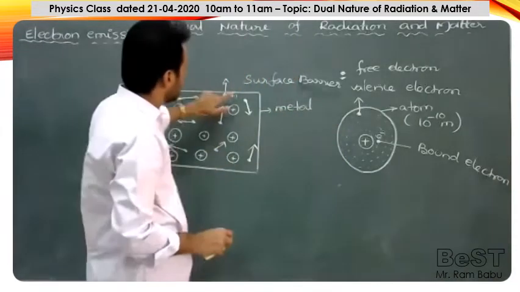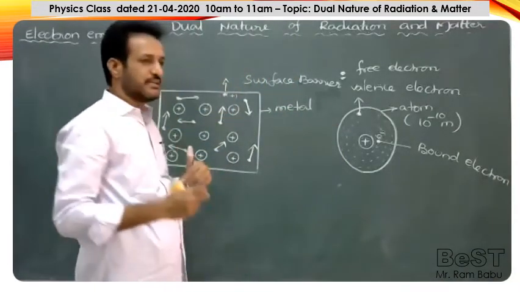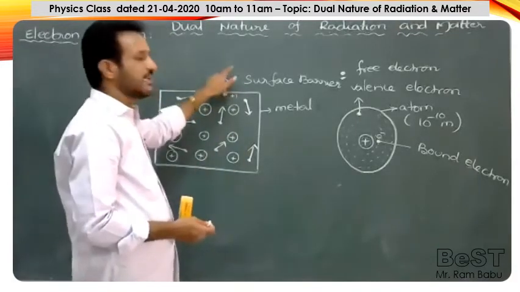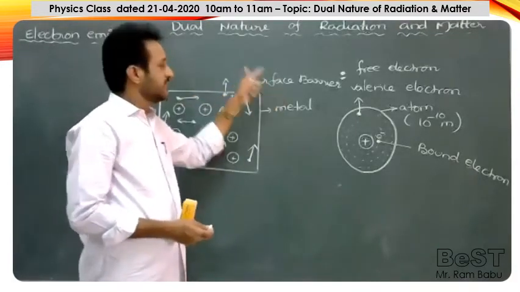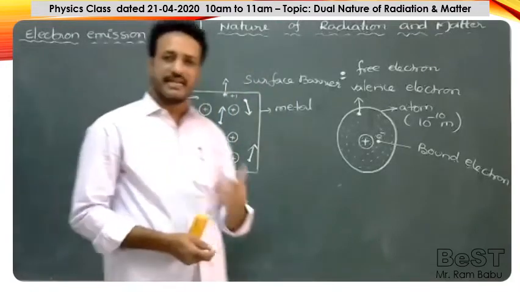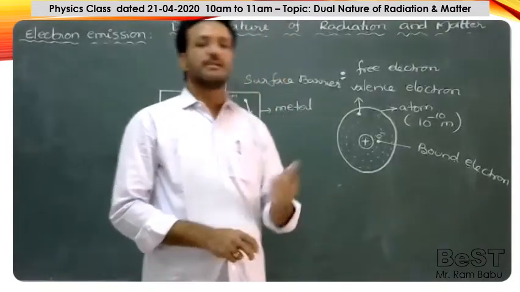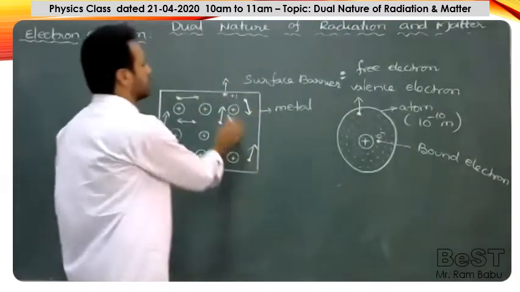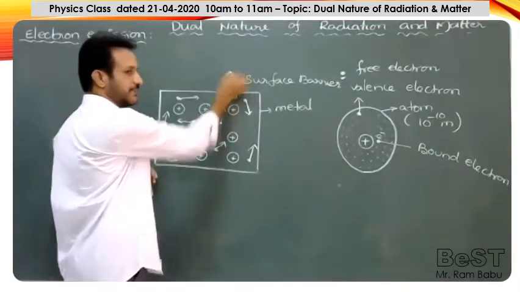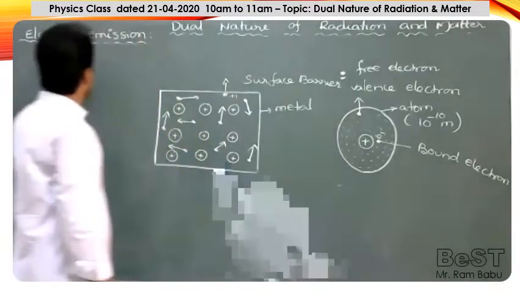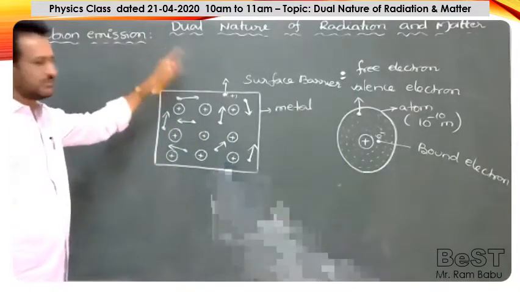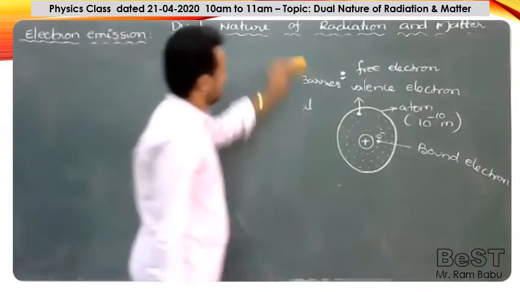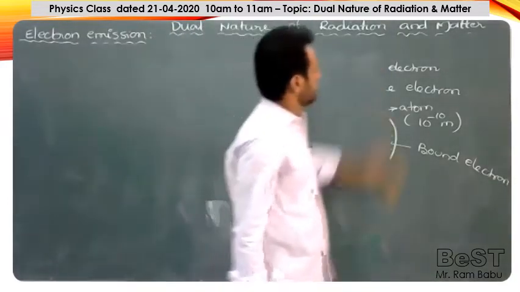To release an electron from the metal surface, some external energy is required. This energy may be in the form of light, heat, electrical energy, or kinetic energy. The process of liberation of electrons from a metal surface is called electron emission. So note down: what is electron emission?